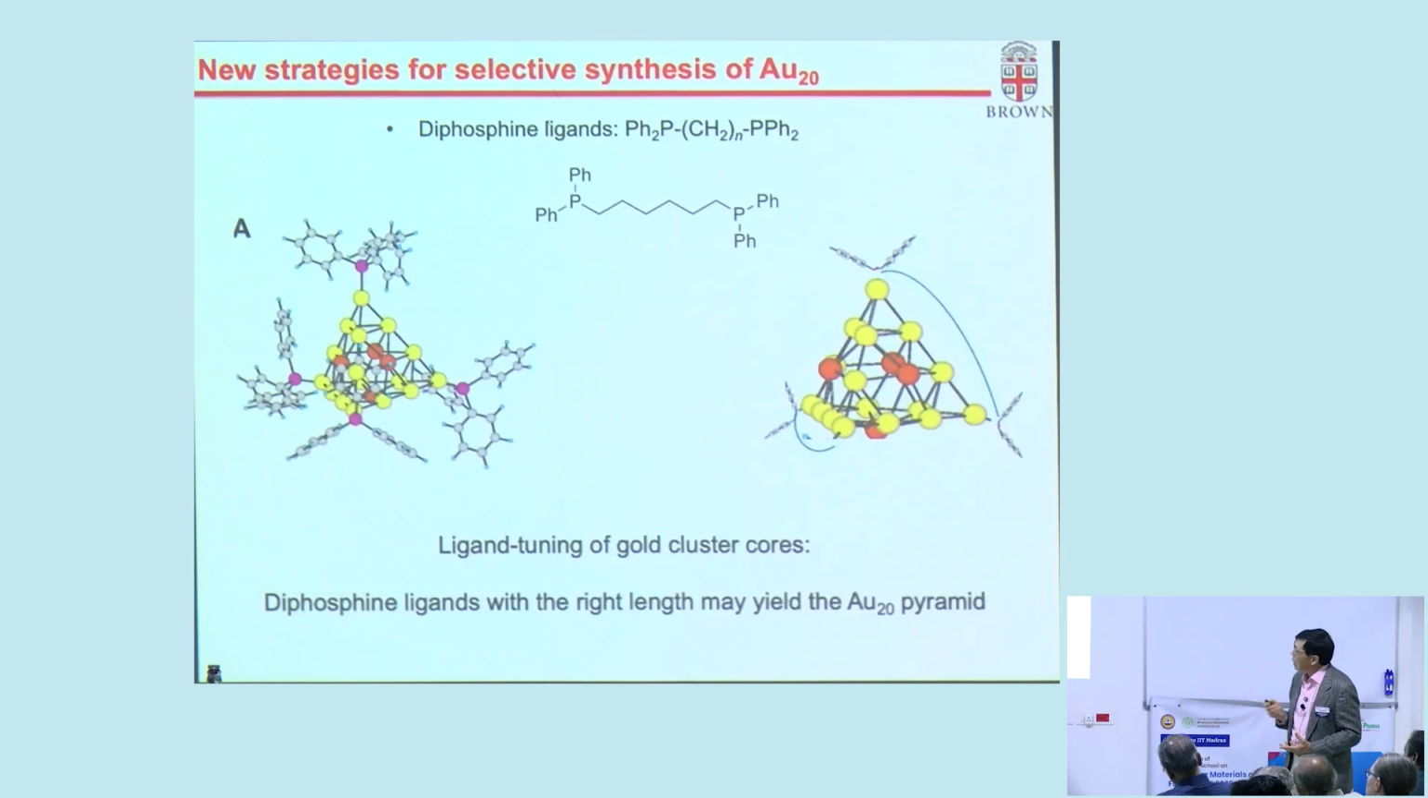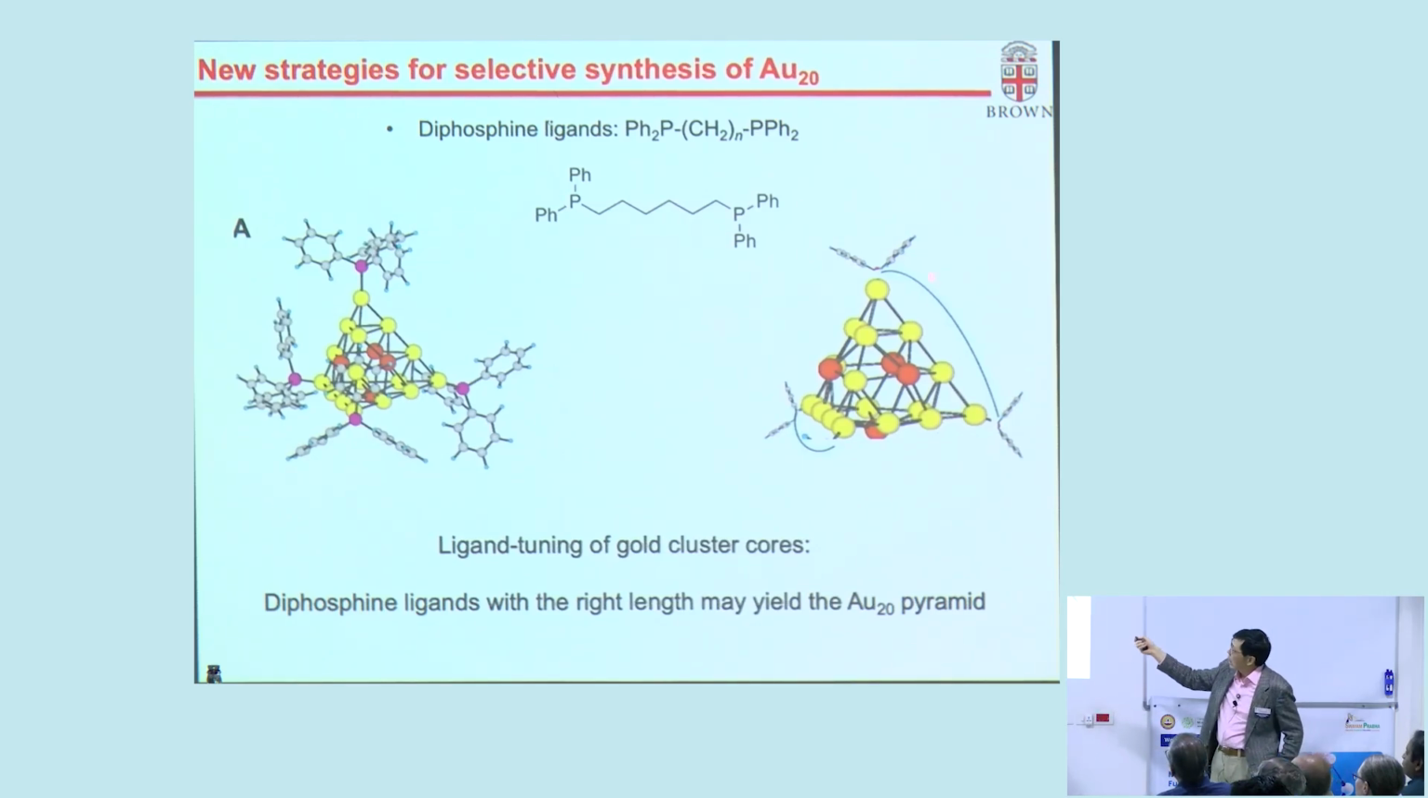So how can we actually synthesize this gold 20 more selectively and in larger quantity, or in higher yield? So our idea was, okay, perhaps we need to use a diphosphine ligand. Basically our assumption was, if we have the right ligand, we might be able to capture this cluster, right? So the question is, what is the right ligand? So we thought maybe the diphosphine ligand might be promising.